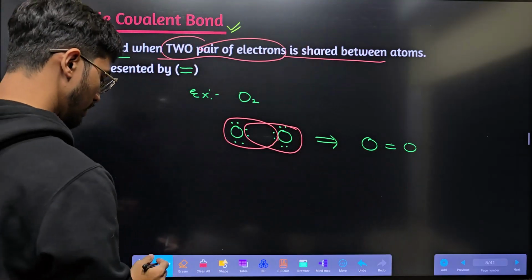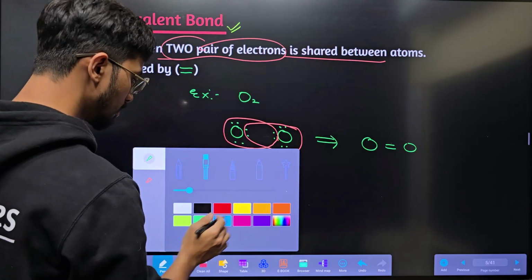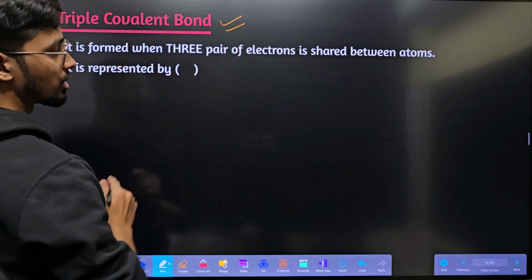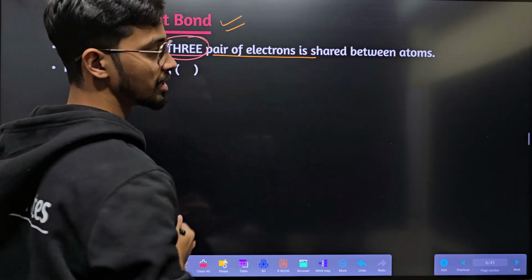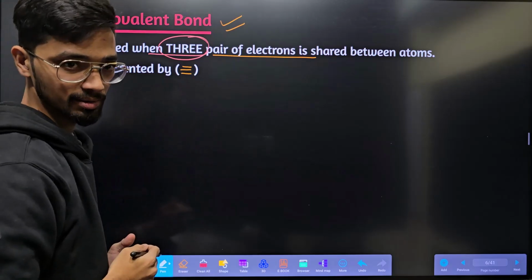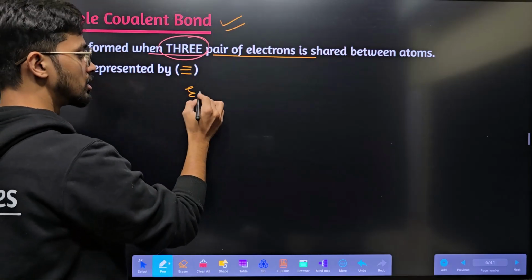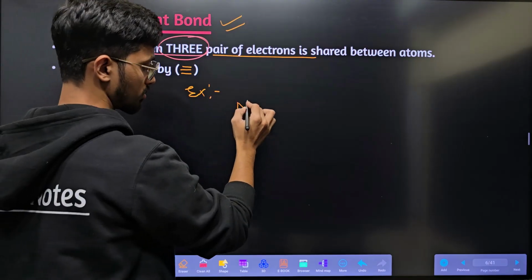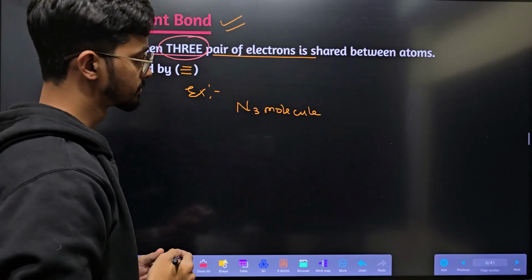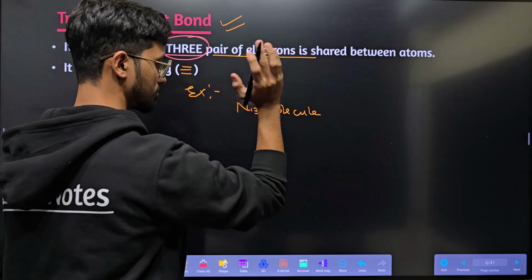Double bonds. Next is the triple bond. Triple covalent bond is where 3 pairs of electrons are shared between atoms, and it is denoted by 3 lines like this. For example, how about the nitrogen molecule? N2 molecule. Sorry, my bad.